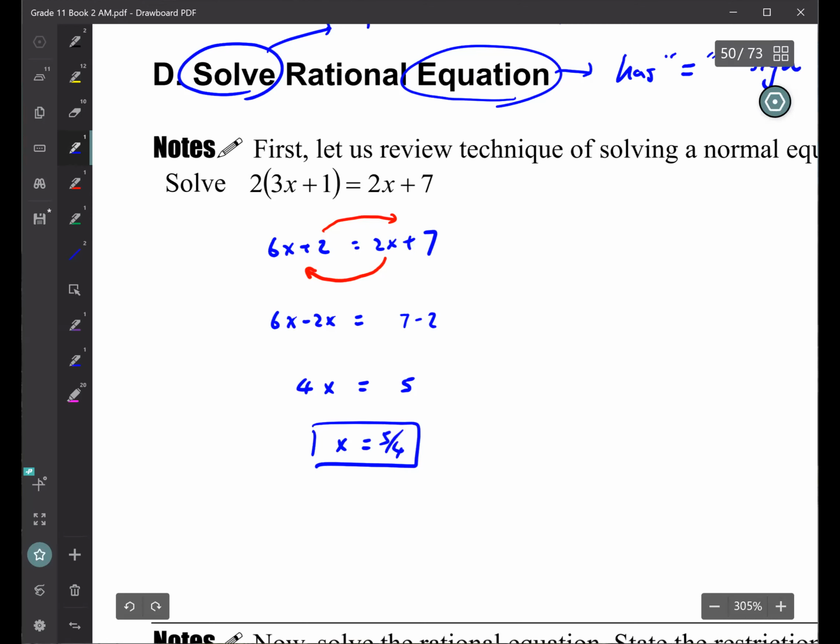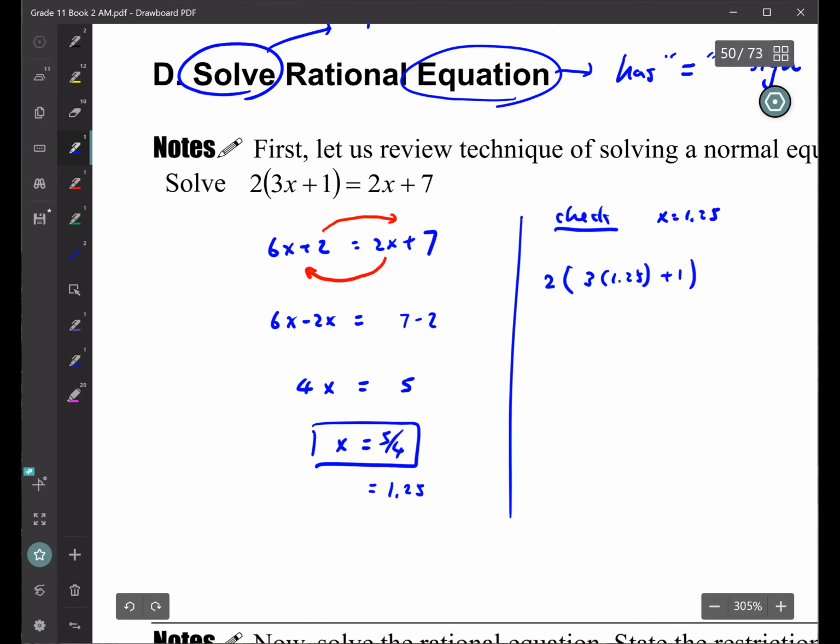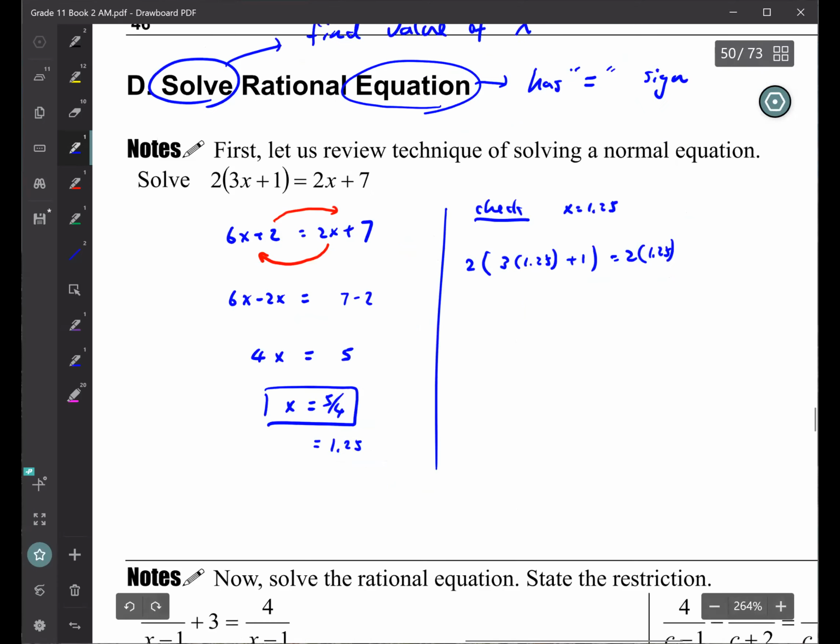Thank you. And then if you want to check the answer, you can plug the 5 over 4 back into the question, right? I think it's easier to use a decimal to check, okay? This is like 1.25. So we're going to check x equals 1.25. So if we plug it in, it will be 3 times 1.25 equals 2 times 1.25 plus 7.